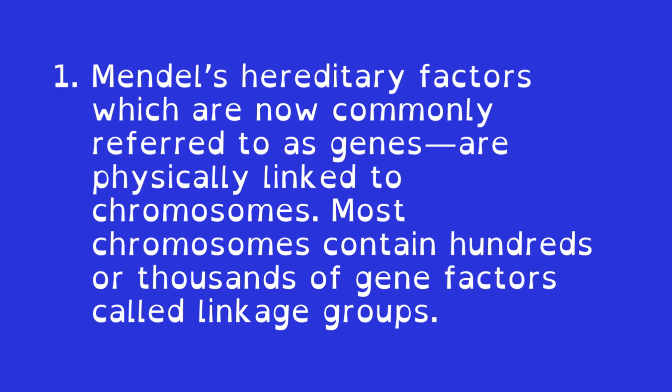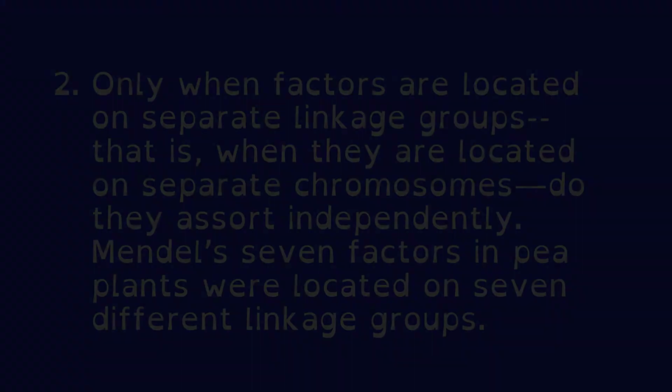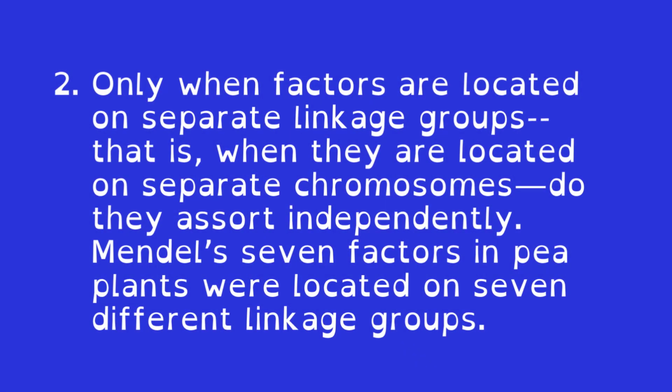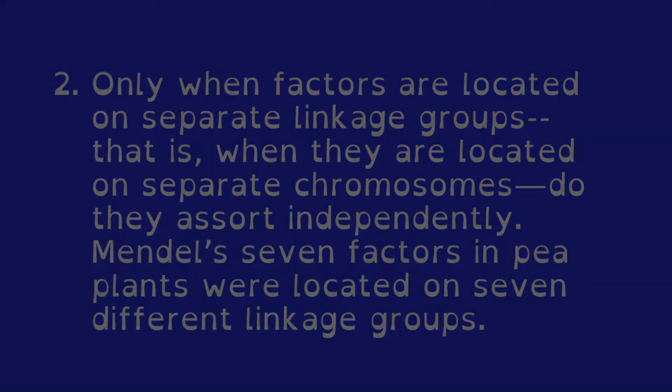Most chromosomes contain hundreds or thousands of gene factors called linkage groups. 2. Only when factors are located on separate linkage groups, that is, when they are located on separate chromosomes, do they assort independently. Mendel's 7 factors in pea plants were located on 7 different linkage groups.